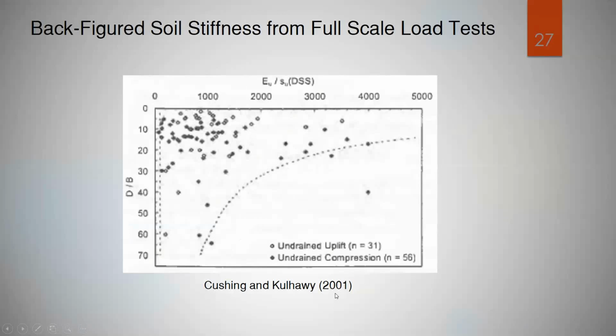Kulhawy and Kulhawy in 2001 presented a correlation between E undrained over undrained shear strength versus a depth ratio. Depth ratio is the shaft depth over the pile diameter, for uplift (tension) and compression tests. Here they put lower and upper limits. The lower limit equals 100, but the upper limit ranges from 5,000 for low values of D over B, down to 1,000 with increasing D over B ratio.